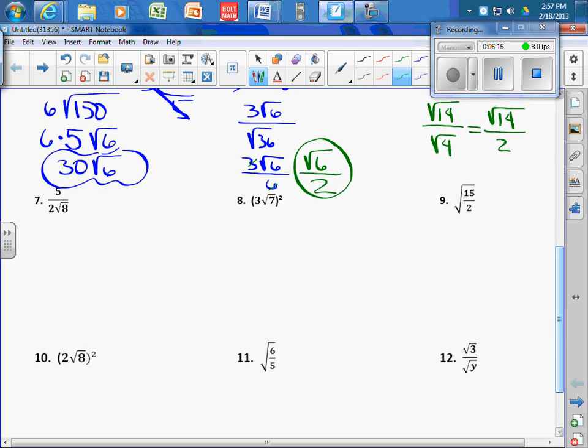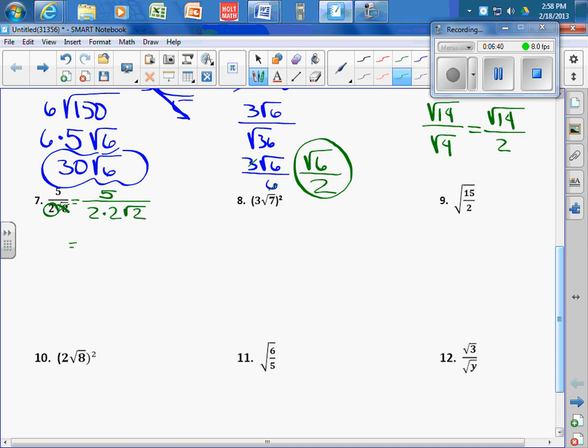Number 7, we have 5 over 2 radical 8. Now you might be thinking that, yeah, we need to rationalize the denominator. Take radical 8 over radical 8, and you most certainly could do that and get to the final answer. But what I'm going to do first is simplify the radical 8. So here's this 2, and radical 8 is 2 radical 2.